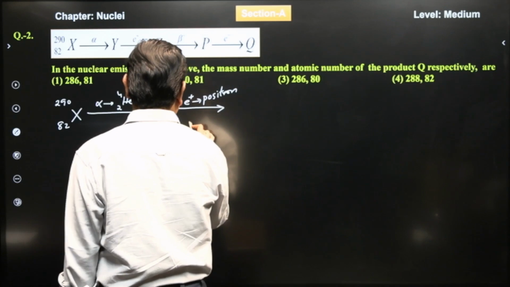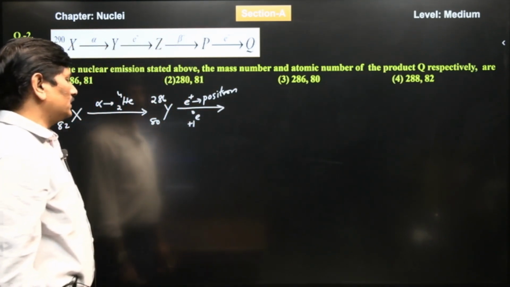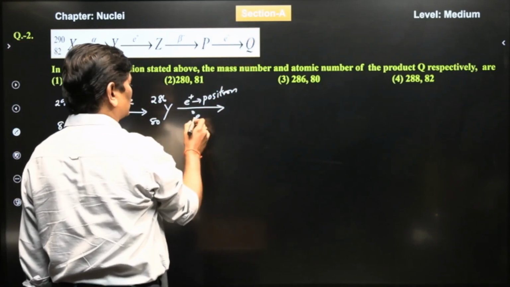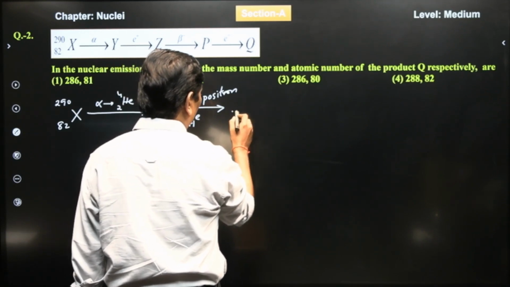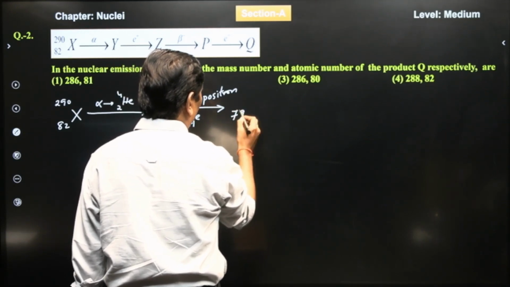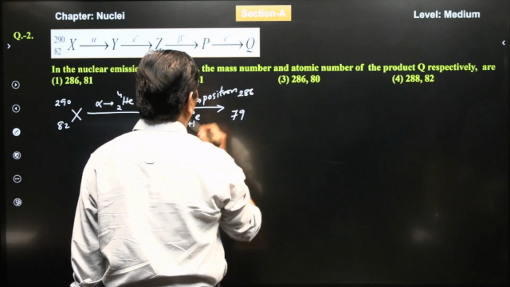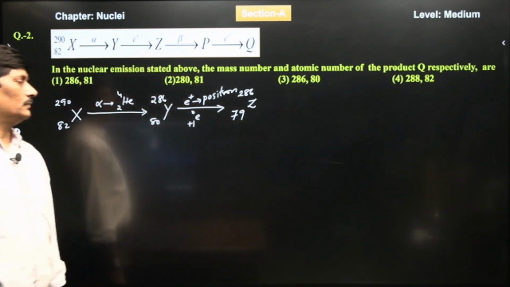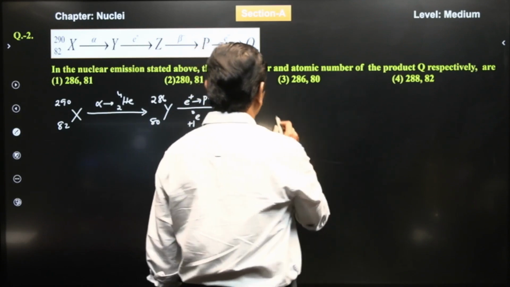It is represented as +1 e 0. That means while emitting a positron, that Y nucleus has a decrease in atomic number by 1 unit, so it becomes 79. No change in the mass number, so 286 remains. That is the nucleus Z. Z is formed with 79 atomic number and 286 mass number.